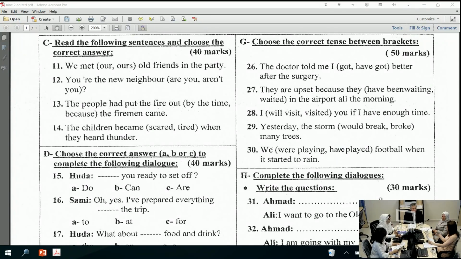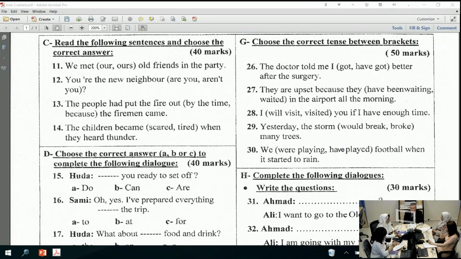We have here something which is in progress and finished, and the result of it is that you are upset. Thank you very much. So the correct answer is have been waiting. Here, the student needs to write the answer next to number 27 in the exam book. Have been waiting.